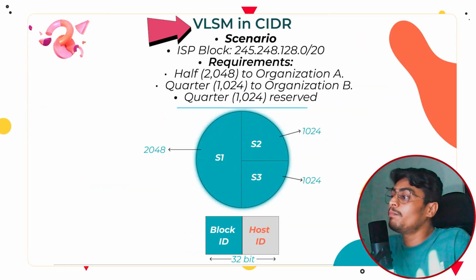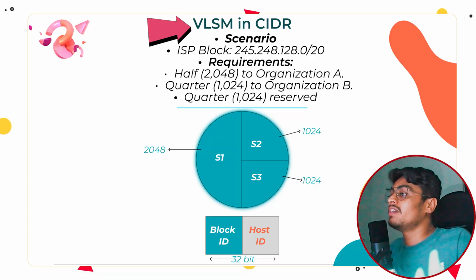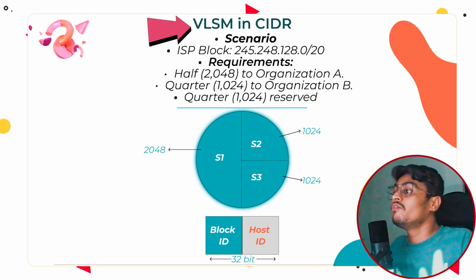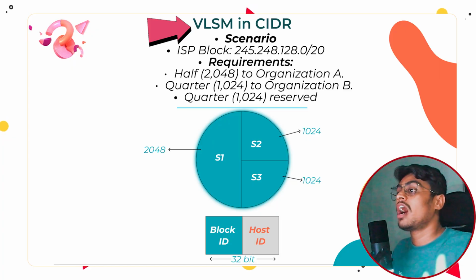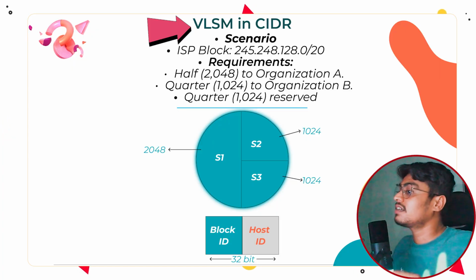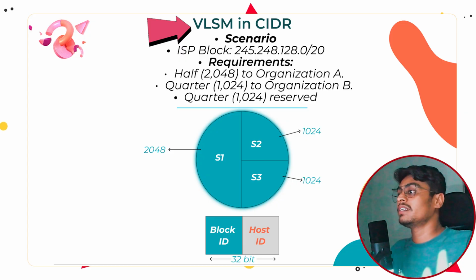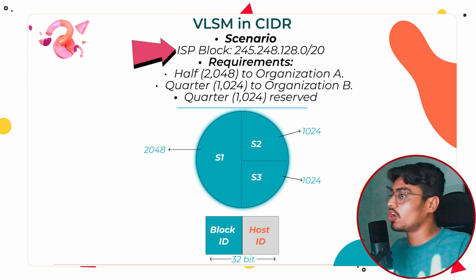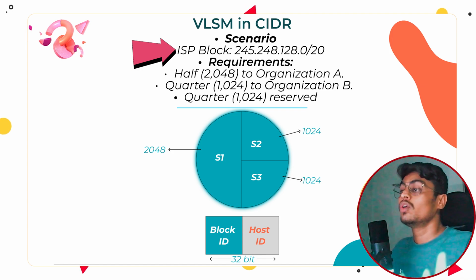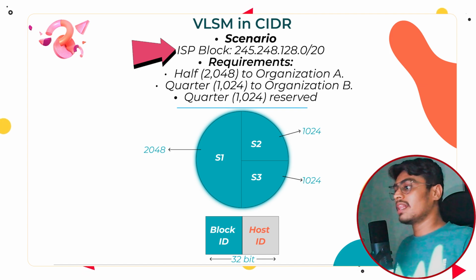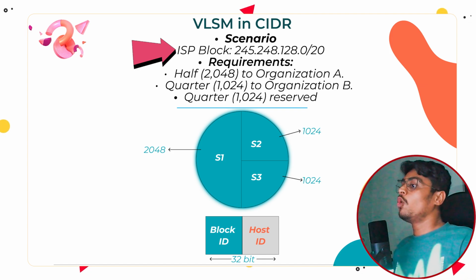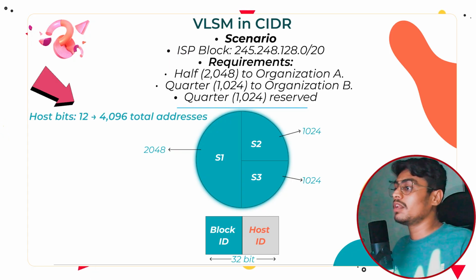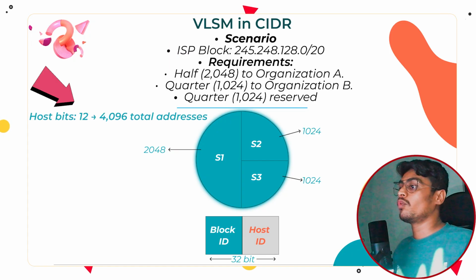Now the very important topic, VLSM in CIDR. VLSM, variable length subnet masking in CIDR. Now we will discuss how to create subnets of different sizes in a classless environment. Okay, what is the scenario setup? An ISP, internet service provider, has the address 245.248.128.0/20. /20 means 20 network bits. Host bits: 32 minus 20 equals 12 bits. Total possible hosts: 2 to the power 12 equals 4096.